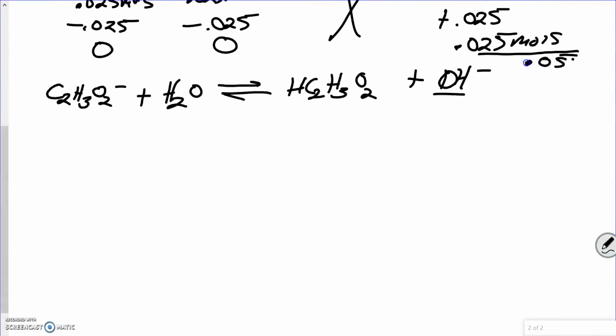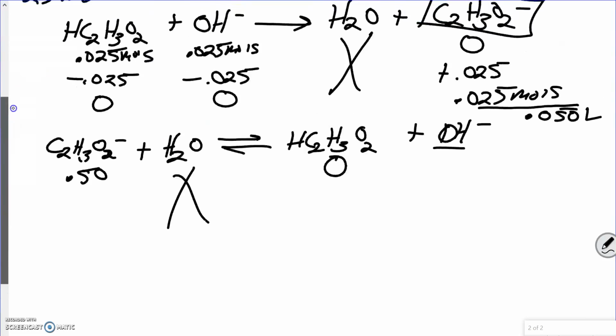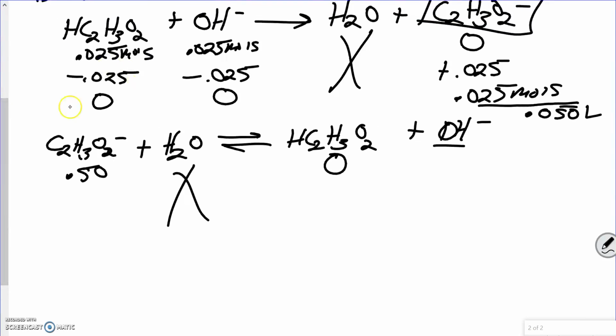So we're dividing by 0.05 liters, so 50 milliliters to liters. Okay, and what that's going to do is give us 0.50 molar. Don't care about water. We have 0 acid, because if we go back up, notice the acid was just all used up right here. Okay, 0 hydroxide. So we minus x, 0.5 minus x, plus x, plus x, x and x.